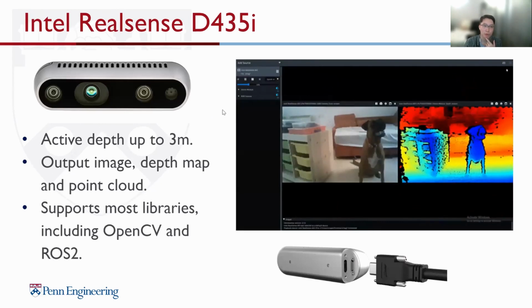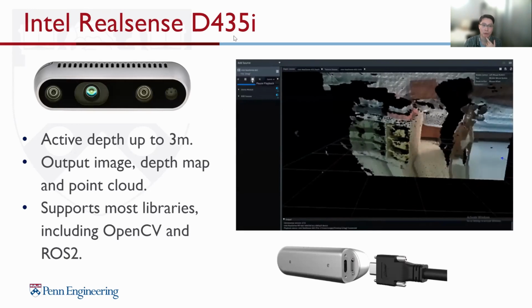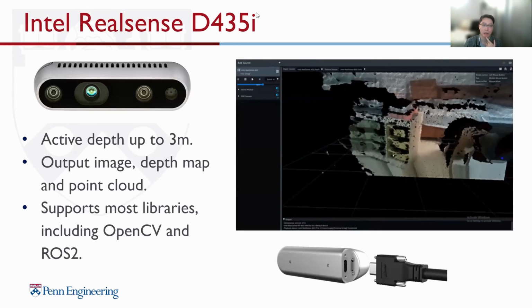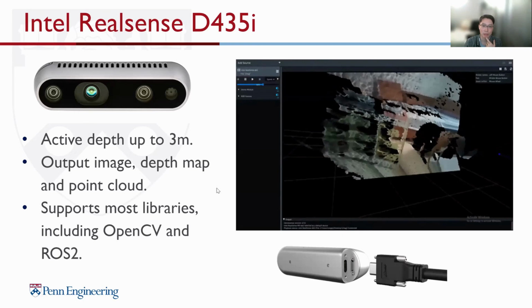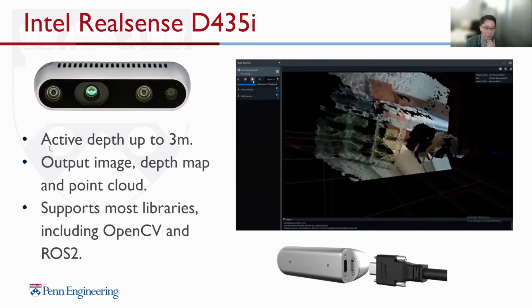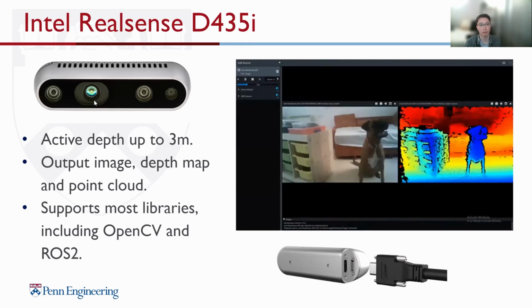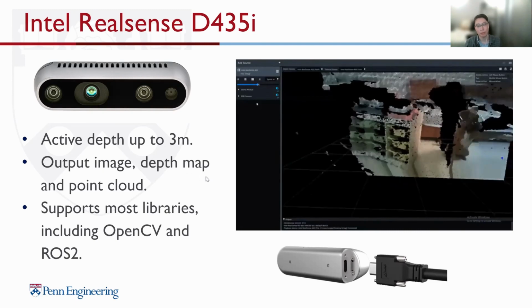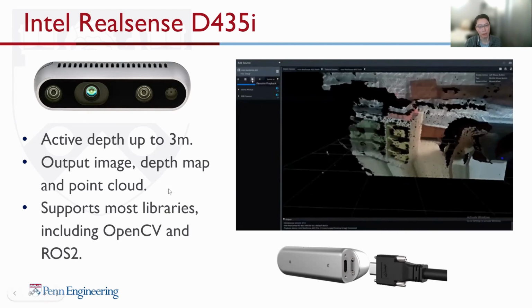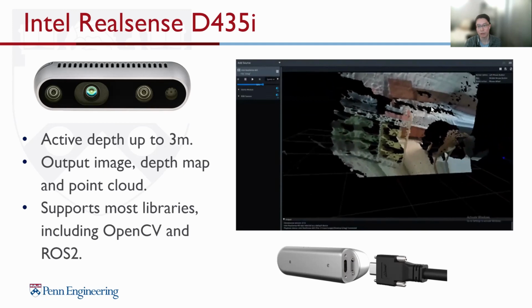The hardware we're going to use is the Intel Realsense D435i. This I means there is a IMU inside. So it is a active depth. So it has a stereo and a structural light projector. This is the structural light projector. This is RGB. So it can produce image depth map and point cloud, as you can see from here. This is the point cloud.